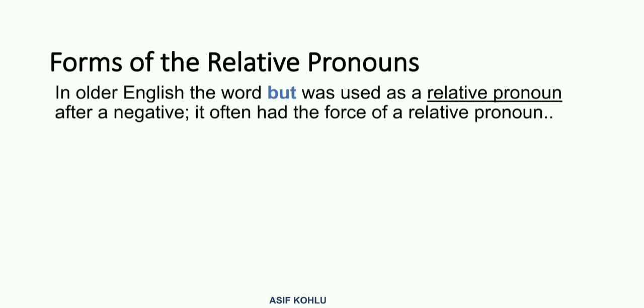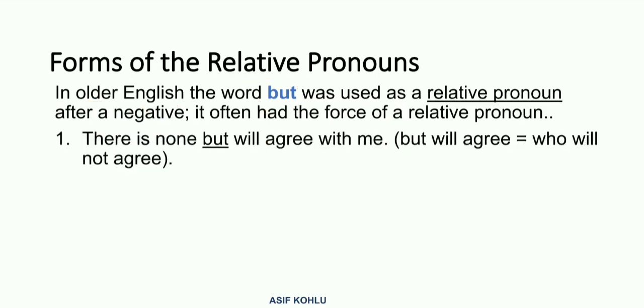The next thing is that in older English, the word but was used as a relative pronoun after a negative. It often had the force of a relative pronoun. Okay, this is information about older English; in present English, but is never used as a relative pronoun. Example: there is none but will agree with me. Now but will agree gives the meaning who will not agree. It has the force of who after a negative. So here, who will not agree. If we replace this, there is none who will not agree with me.